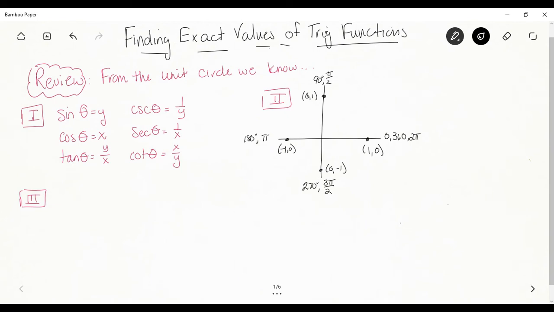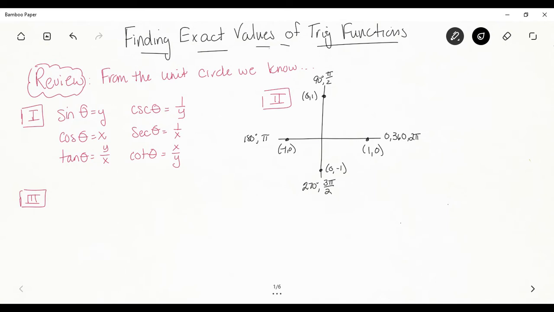In this video, we are going to look at finding exact values of trig functions without a calculator. In order to do that, we need to recall a bunch of the stuff we remember from the unit circle. In the first part over here, we have our ratios for sine, cosine, tangent, and its reciprocals, cosecant, secant, cotangent, in terms of x and y.